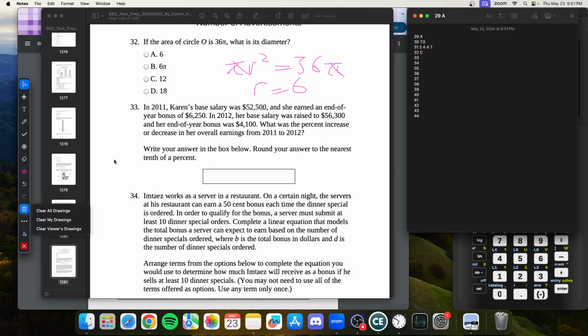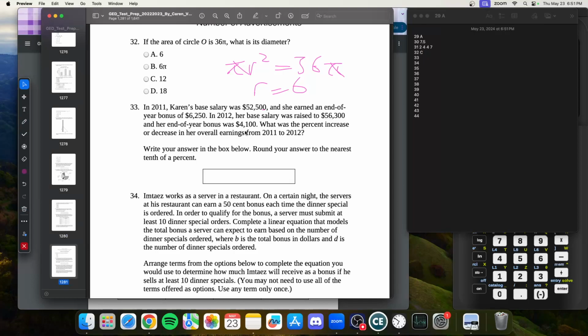33. In 2011, Karen's base salary was $52,500. She earned an end-of-year bonus of $6,250. In 2012, her base salary was raised to $56,300. At the end of the year, her bonus was $4,100. Was the percent increase or decrease over overall earnings?